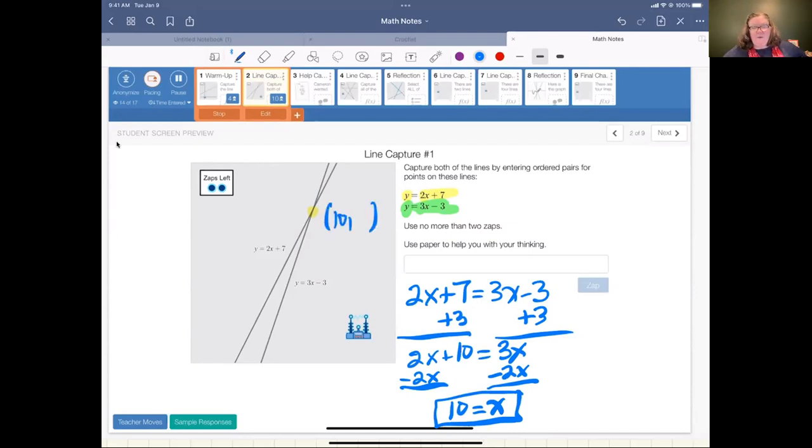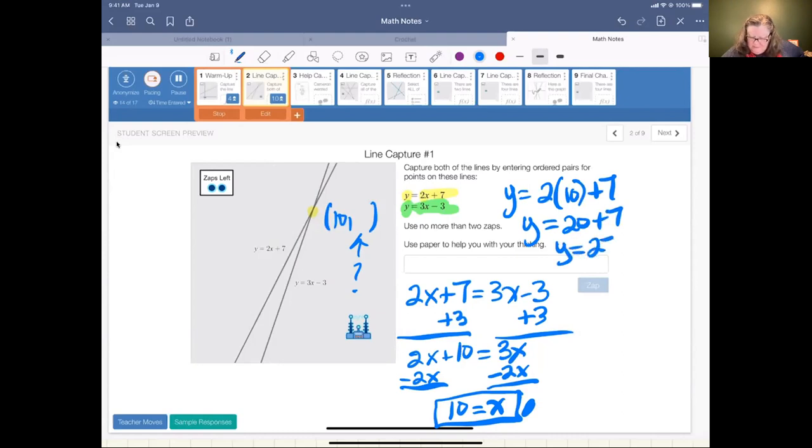We need to figure out what our y is. And we can use this down here to plug it into one of these equations. y is equal to 2 times 10 plus 7. y is equal to 20 plus 7. y is equal to 27. So that's our answer.